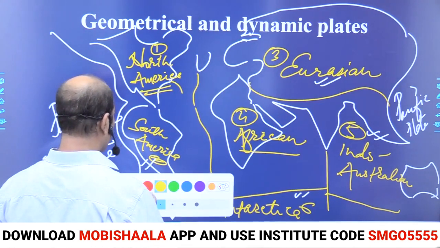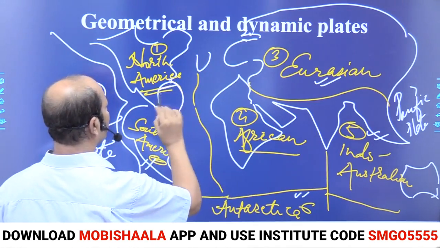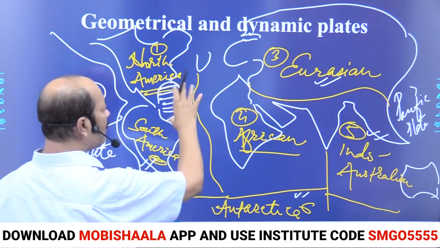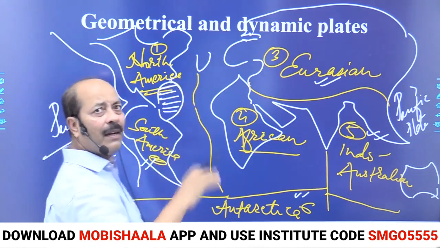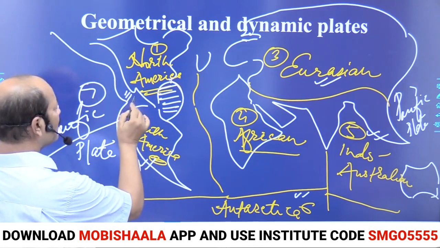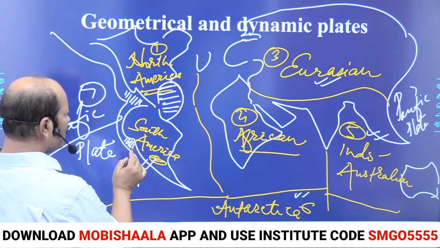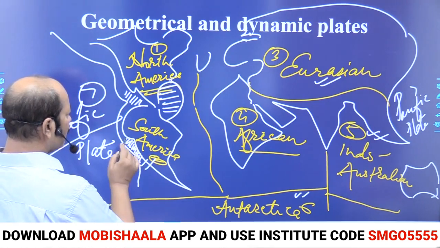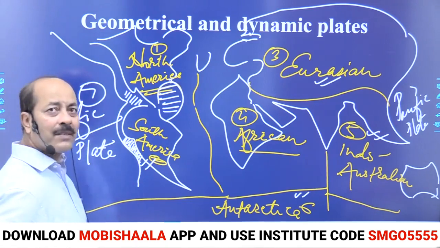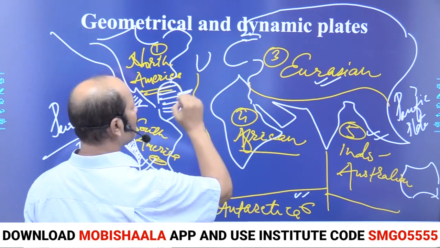Minor plates, better to go with this type of labeling. This is the area of the West Indies or Caribbean islands. This is the area of Mexico on the western part, and this is the area of Chile, Peru, the coastal area of western South America. So this area is named the Caribbean plate.